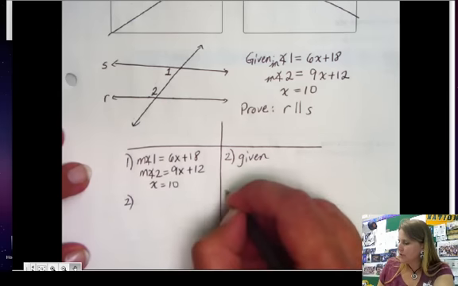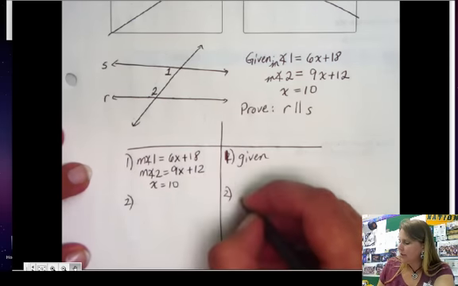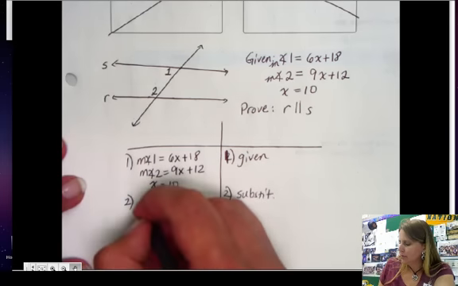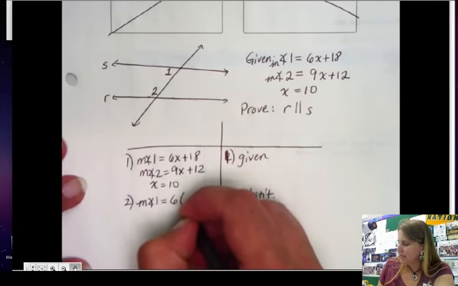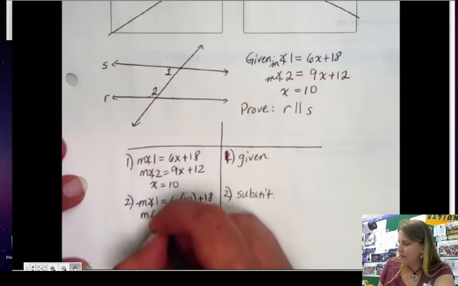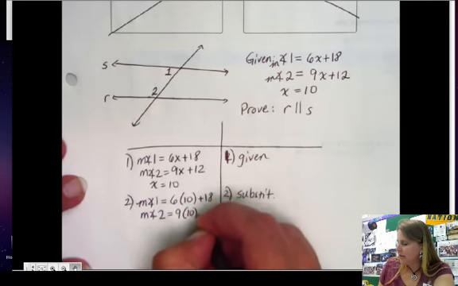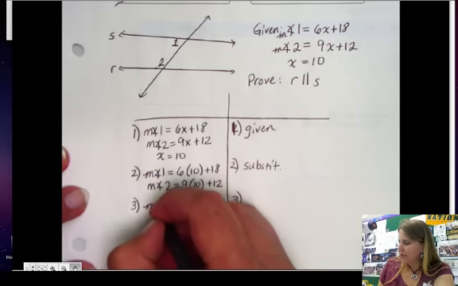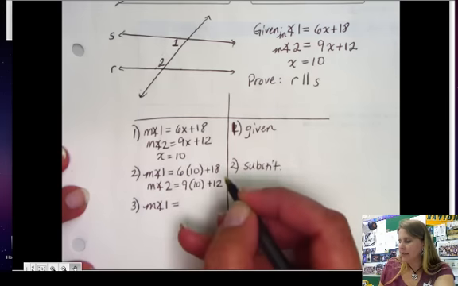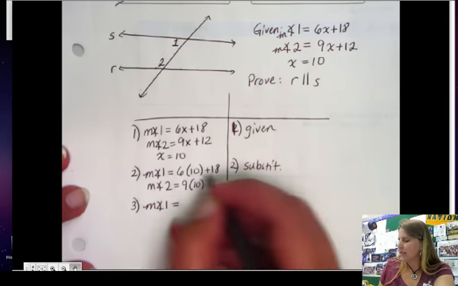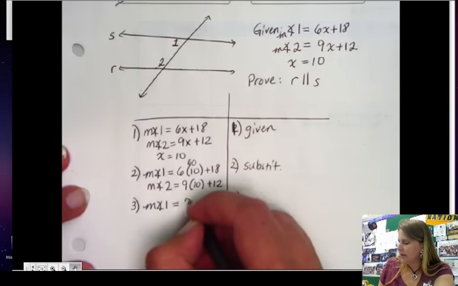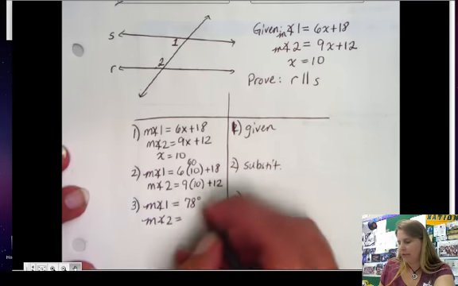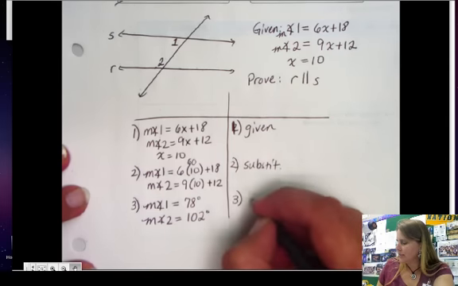So if we use substitution, this should be angle 1. If we use substitution, we should be able to substitute 10 into those. So measure of angle 1 equals 6 times 10 plus 18, and measure of angle 2 is 9 times 10 plus 12. So if we simplify, we have measure of angle 1 equaling 6 times 10 is 60, and 60 plus 18 is 78 degrees, and the measure of angle 2 is 90 plus 12, so that's 102 degrees. So that's simplify.